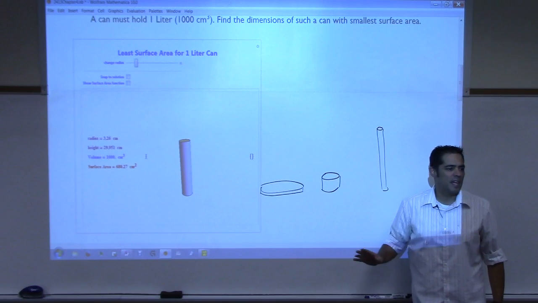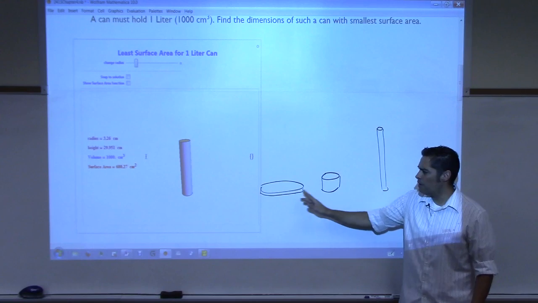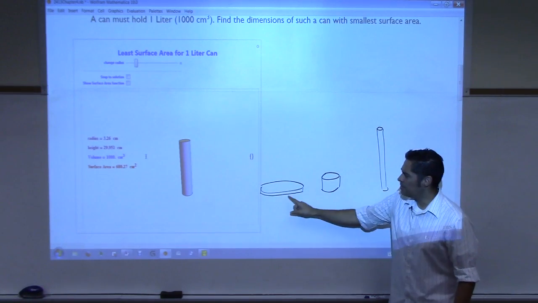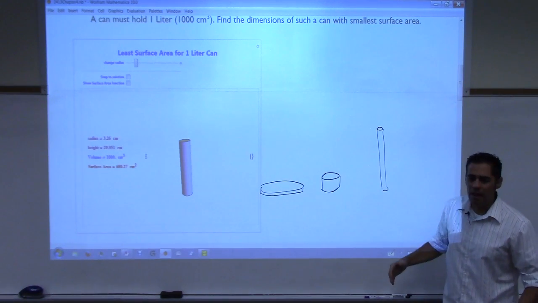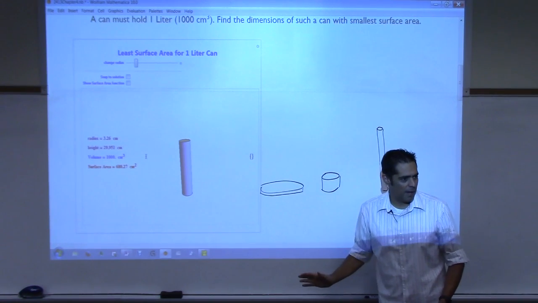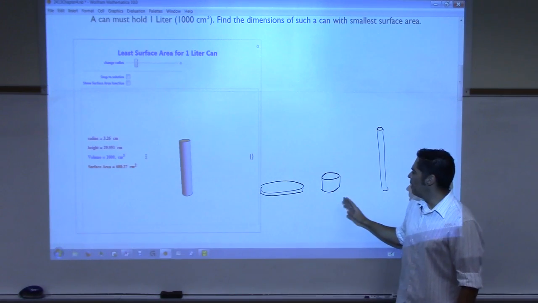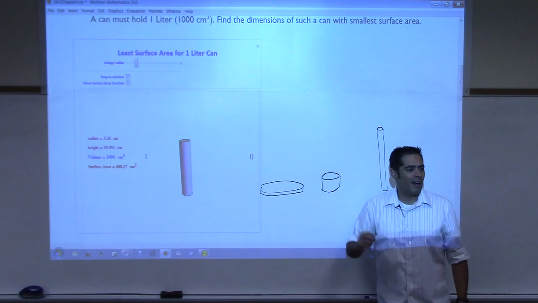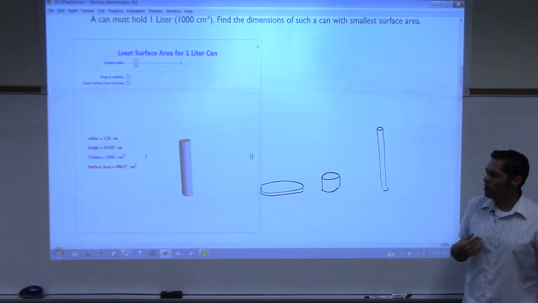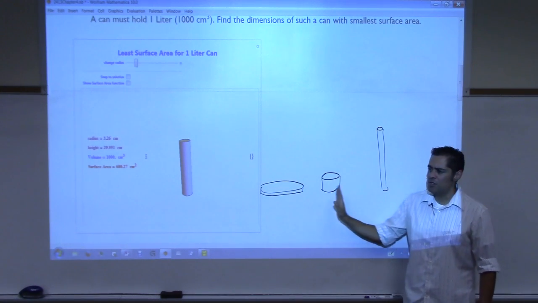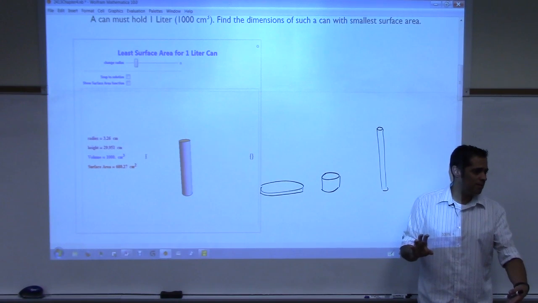Do they all have the same surface area? What do you think? If they all hold 12 ounces, will these 3 have the same surface area? Well, we could argue about it, but they don't. And we can show it. It's pretty easy to calculate. But these 3 geometric figures do not have the same surface area. So as a manufacturer, what I want to do is find the dimensions of the can that's going to give me the smallest surface area but still hold the 12 ounces.